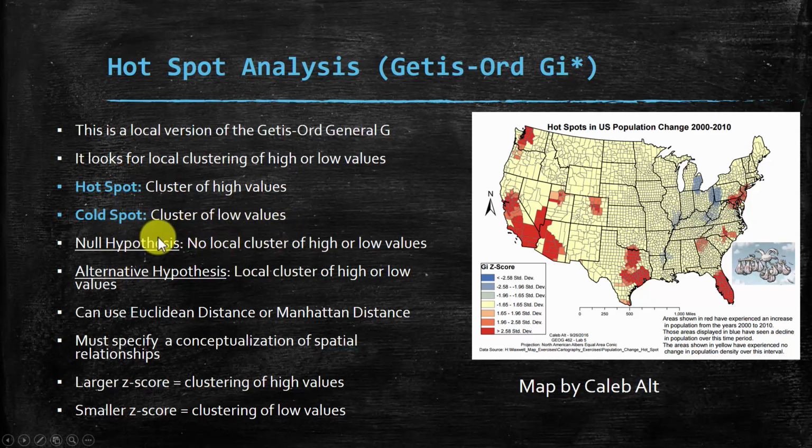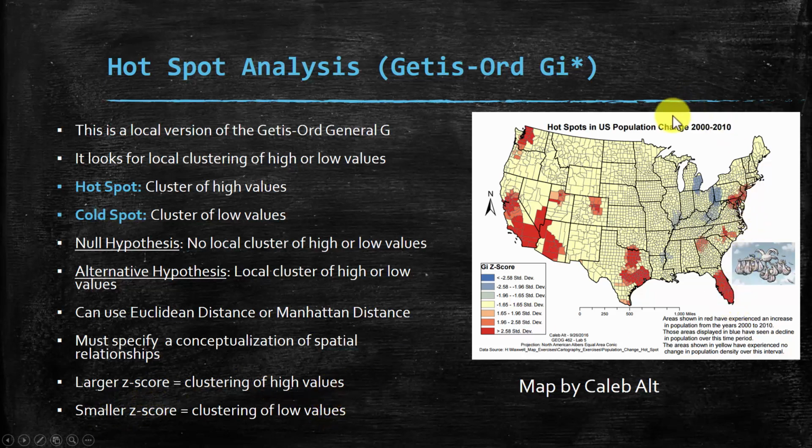The null hypothesis here is that no local clustering of high or low values exists. So again, it's a local test, and it's basically the null was random. The alternative hypothesis here is that local clustering of high or low values does exist, and then those will be mapped. You can use Euclidean distance or Manhattan distance, depending on how you want to define the distance relationships. You have to pick a conceptualization of spatial relationships. Again, a larger z-score indicates clustering of high values, and a small one indicates clustering of low values.